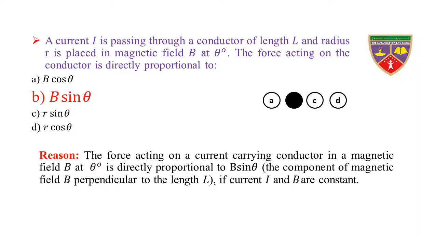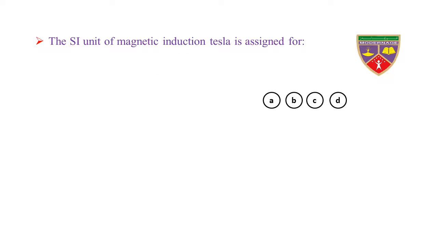Reason: the force acting on a current carrying conductor in a magnetic field B at theta degrees is directly proportional to B sin theta, the component of magnetic field B perpendicular to the length L. If current I and L are constants, then the force is directly proportional to B sin theta.